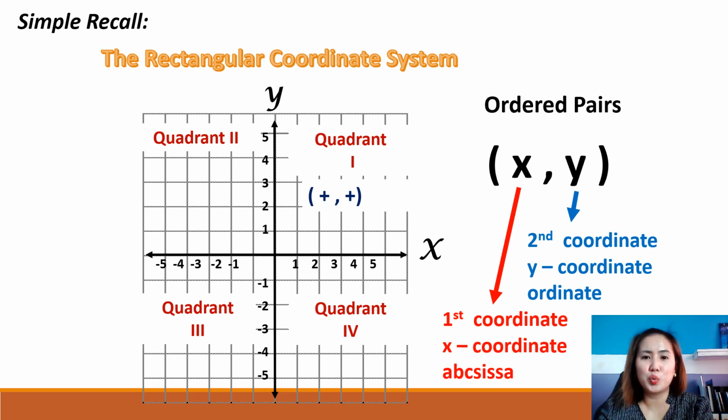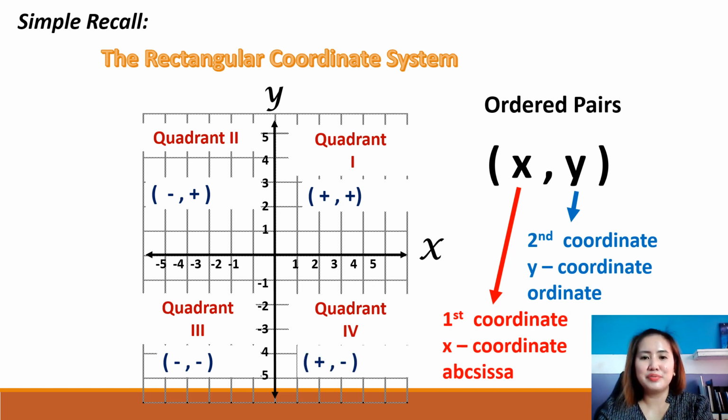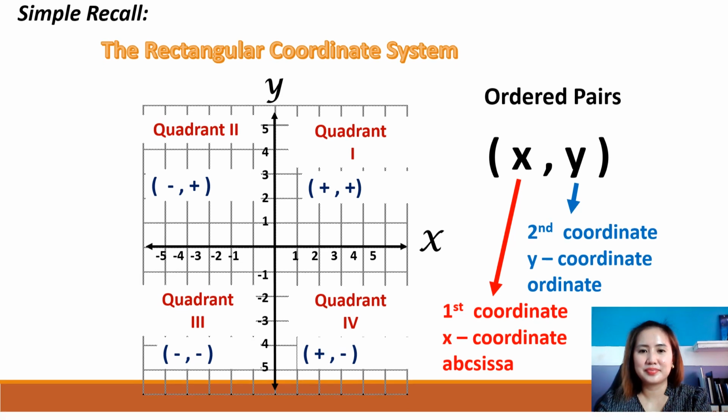We have quadrant 1, which represents positive x and positive y. For quadrant 2, we have negative x and positive y. And for quadrant 3, we have negative x and negative y. And for quadrant 4, we have positive x and negative y.